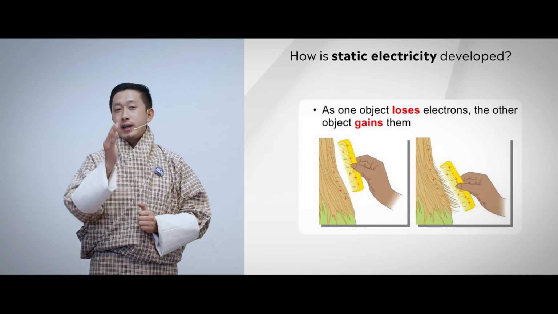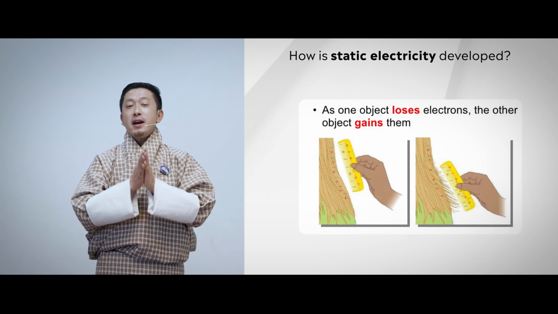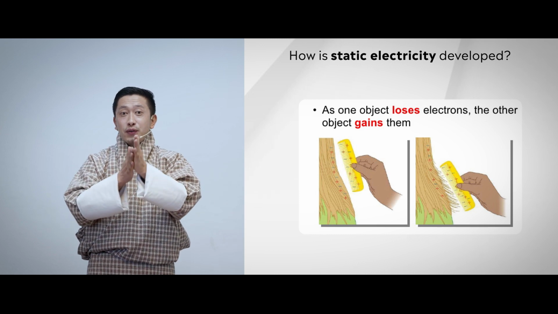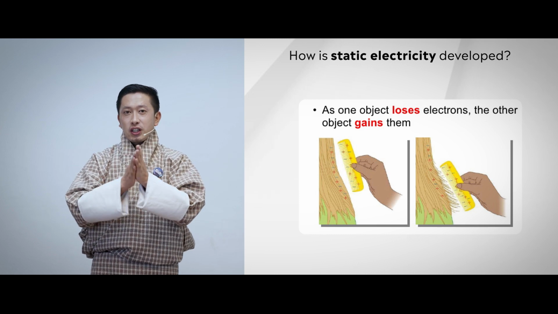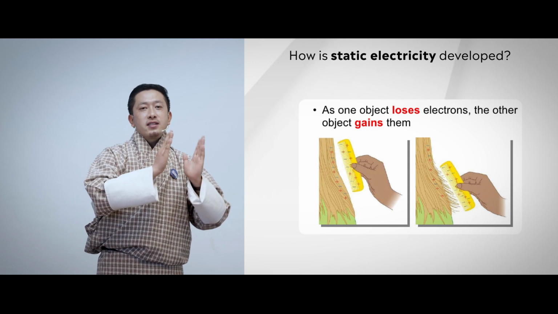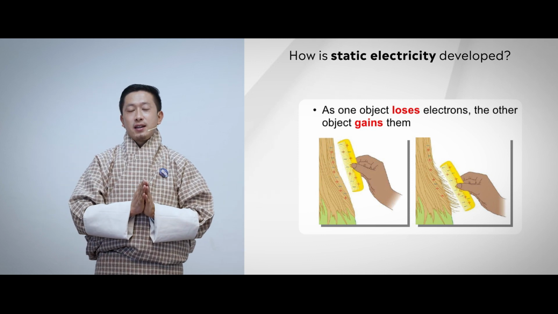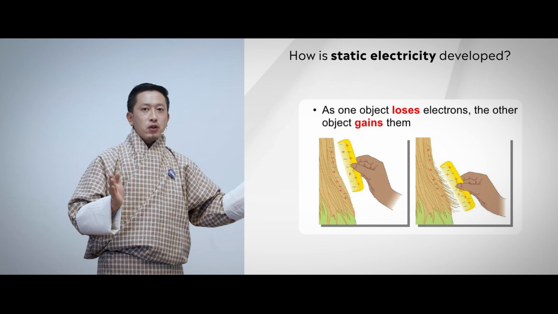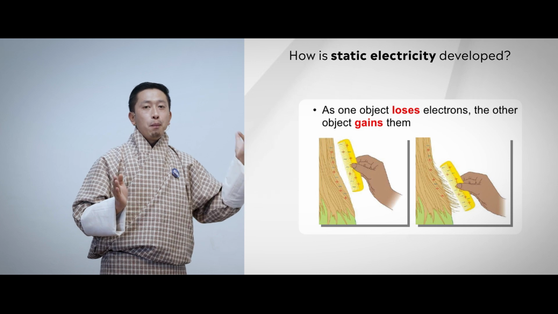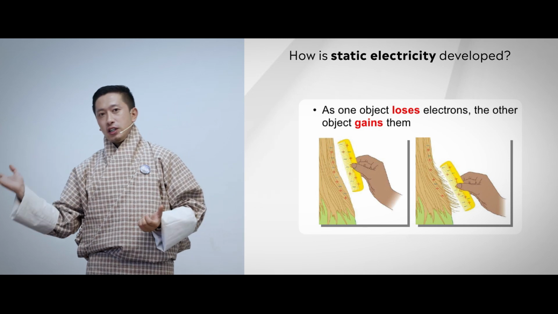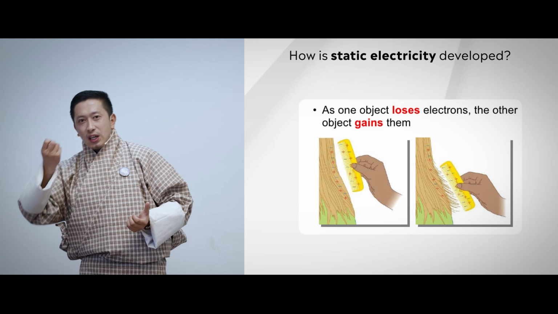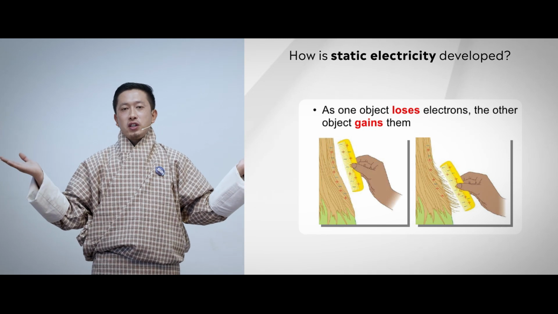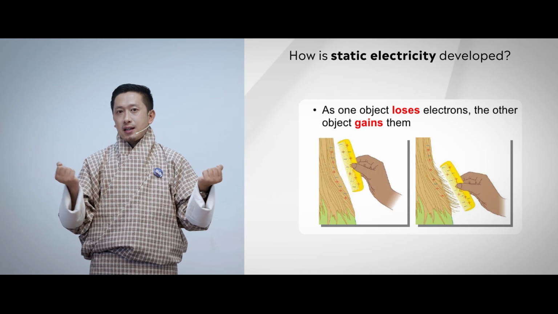But what happens if you rub two different materials? Materials are made up of atoms, so when you rub two different materials, due to the frictional force, there will be a transfer of electrons taking place. The body or object which loses electrons becomes positively charged, and bodies or materials which receive electrons become negatively charged. So these charged bodies are the source of static electricity.